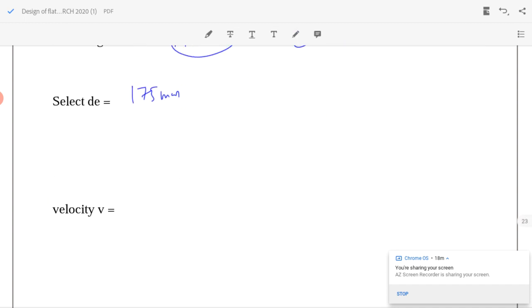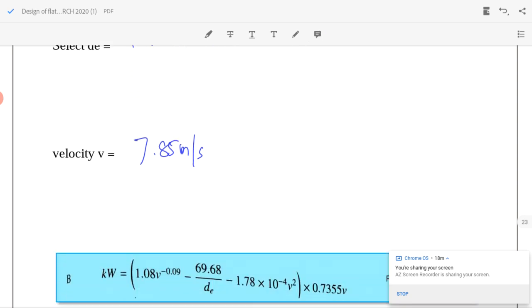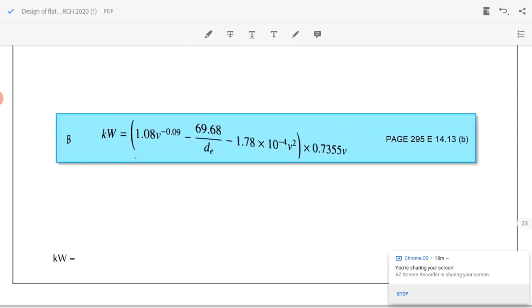So we have already found the value of velocity. Velocity was equal to 7.85 meters per second. So I can substitute in this equation d equal to 175 mm and velocity in all the cases equal to 7.85 meters per second. So I can get Kw equal to 2.818 kilowatts.